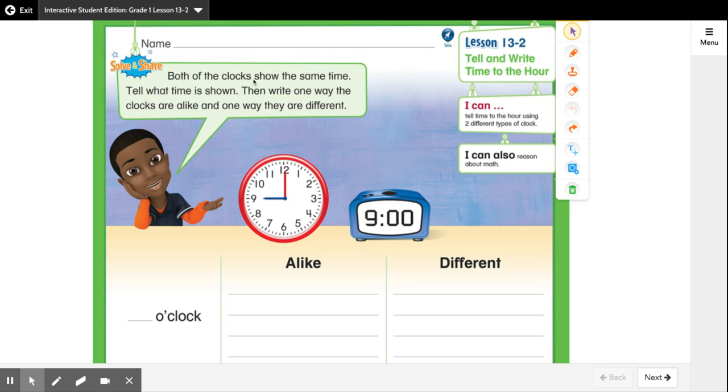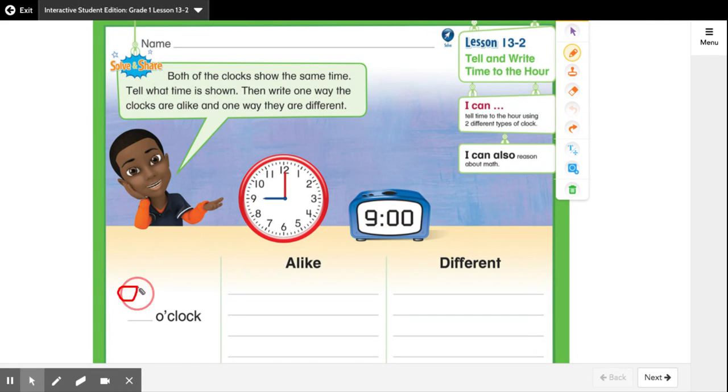So let's see what it says up here. Both of the clocks show the same time. Tell what time is shown, then write one way the clocks are alike and one way they are different. So we have two jobs here. We have to figure out what time both of these clocks show and how they're alike and different. Okay, so let's take a look at the clocks and see what time it is. Remember the short hand on the analog clock shows the hour, and the minute hand on the analog clock shows the minute, okay? All right, so what time do you think that is?